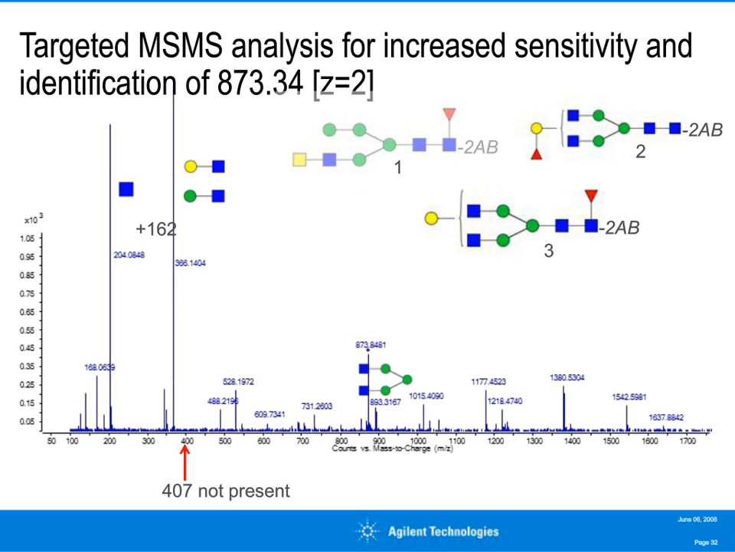Outer arm fucoses are usually represented by a mass of 212 or 350. Therefore, due to the fact that these masses are missing in the spectrum, there is a higher possibility for a core fucosylation. The core fucosylated version is also supported by the masses of 1,177 and 1,542.